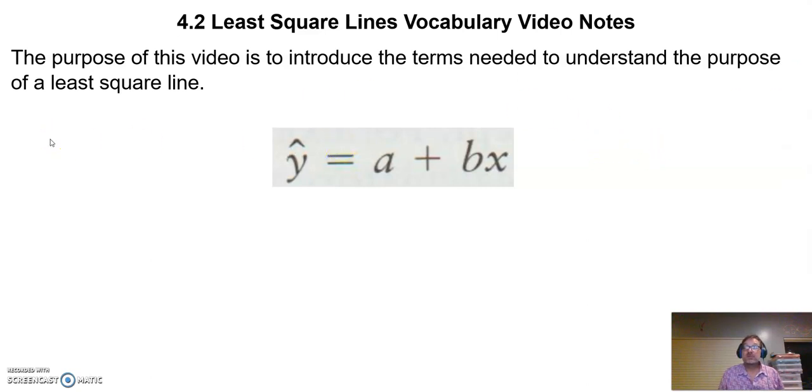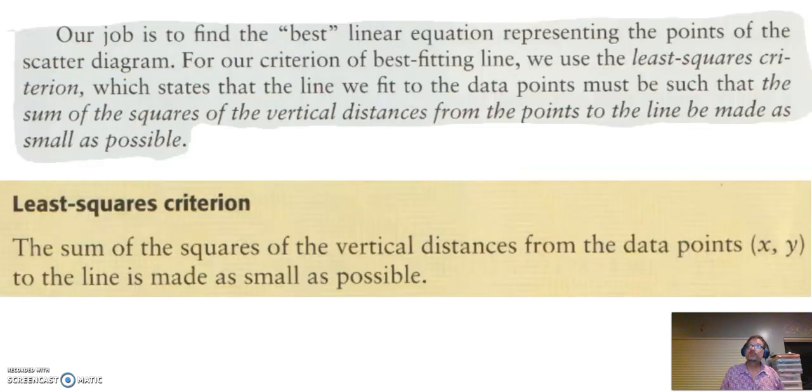So what this video is going to be about is our least square lines and the vocabulary for those least square lines. This equation is the equation of that line. It's called y hat equals a plus bx. It's a lot like y equals mx plus b. Y hat, though, because it's a little rooftop, is my predicted value of y. Okay, that's what the y hat means.